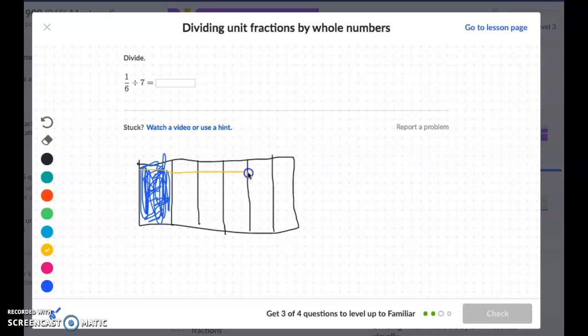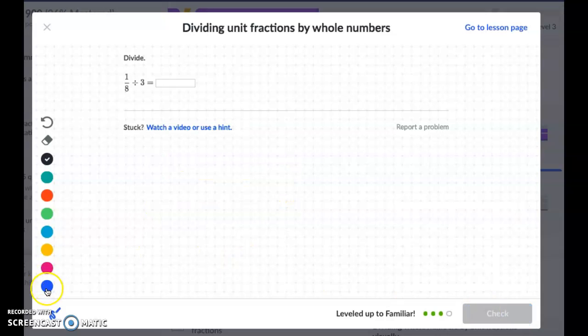So 1, 2, 3, of course we're pretending these are equal pieces, 4, 5, 6, and 7. Now if we look at just this top piece, that's going to be one piece out of, and if you count up all those boxes there, there's going to be 42 total boxes.